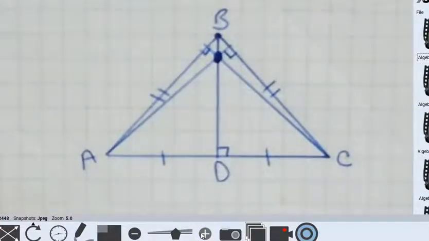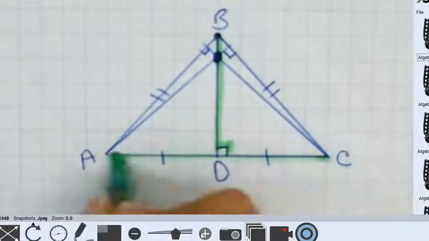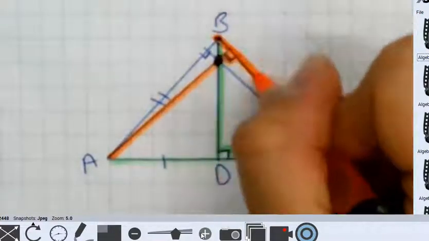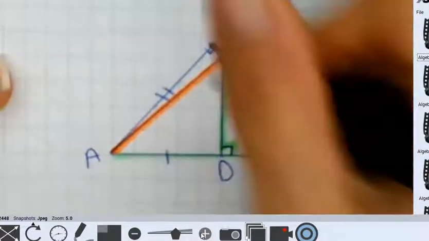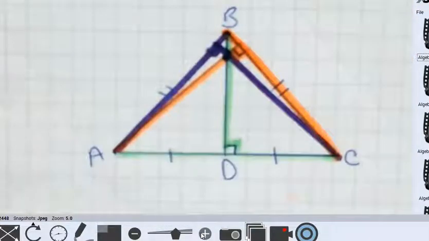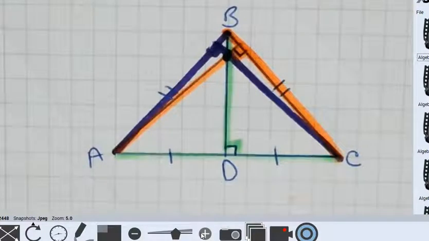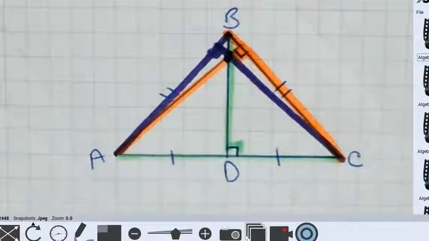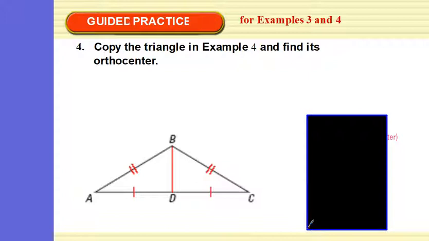Okay, so once again, this height goes to this base. This height goes to this base. And this height was dropped to this base. All right, is everyone able to see that? And the point of concurrency is right there. So going back to our flip chart, we're going to take a look at this.